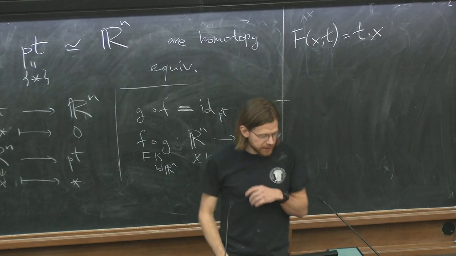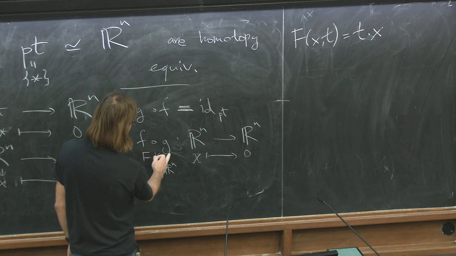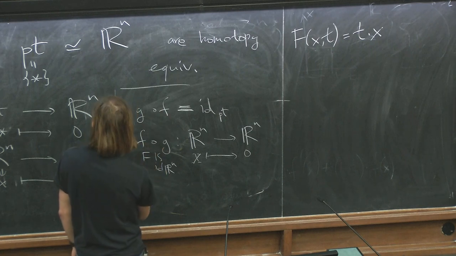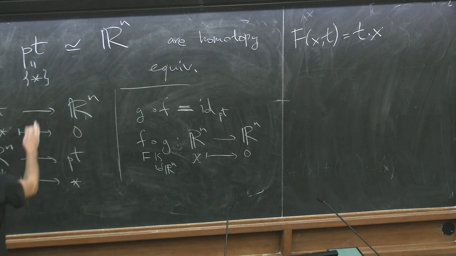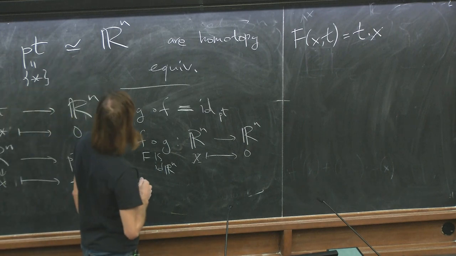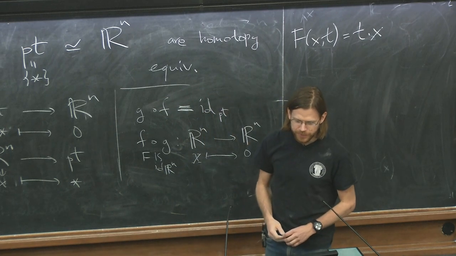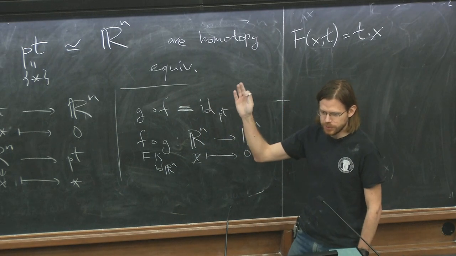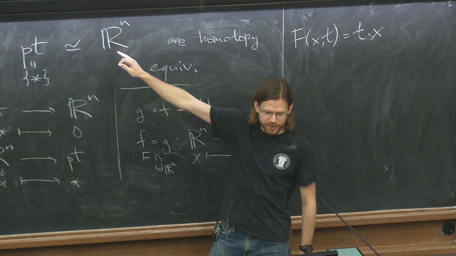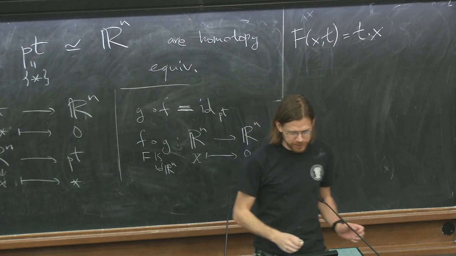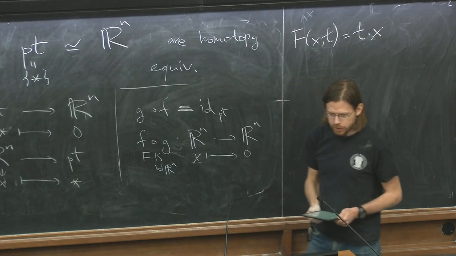So this shows that G is indeed a homotopy inverse of F, and this shows that the point is homotopy equivalent to Rn. But they are of course not homeomorphic, right? They are not even in bijection with each other, because there is a single point here, but there are infinitely many points there. Any questions?